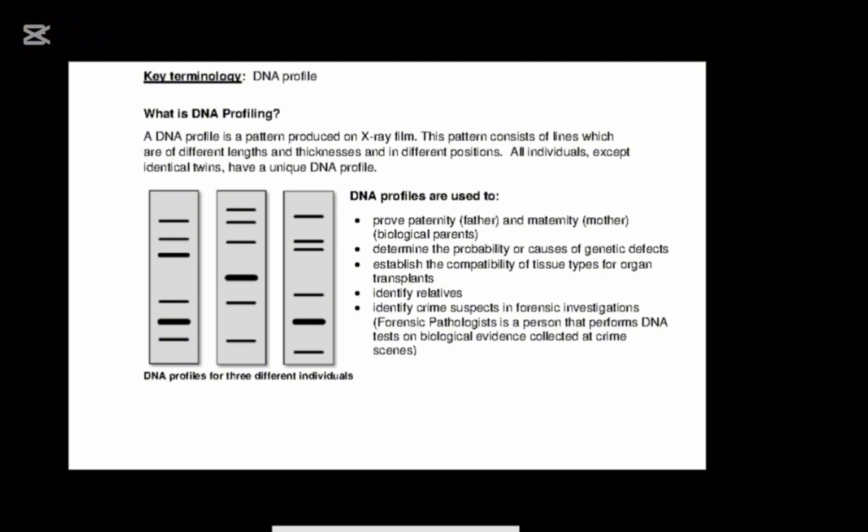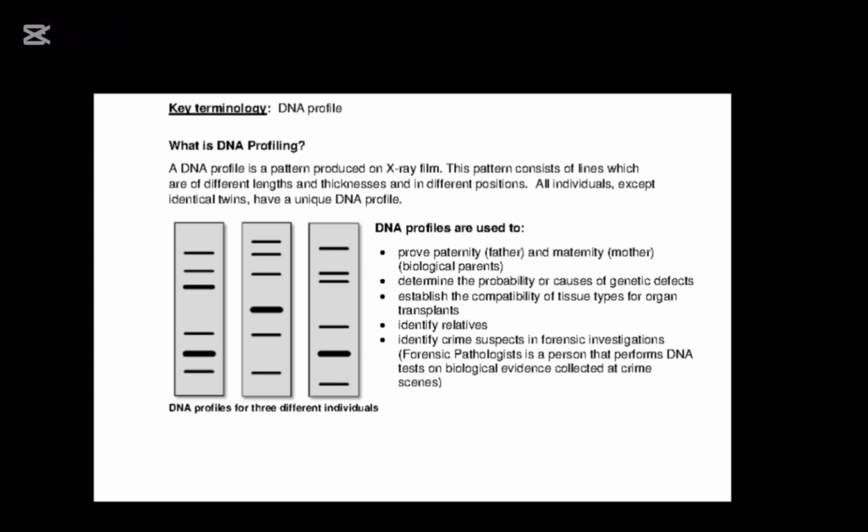DNA profiles are used to prove paternity and maternity, biological parents. They are also used to determine the probability or causes of genetic defects. DNA profiles are used to establish compatibility of tissue types for organ transplant. What this basically means is that before a donor is allowed to donate to a recipient, they have to check if the tissue of the organ matches with that of the recipient, so that the organ is not rejected by the body of the recipient.